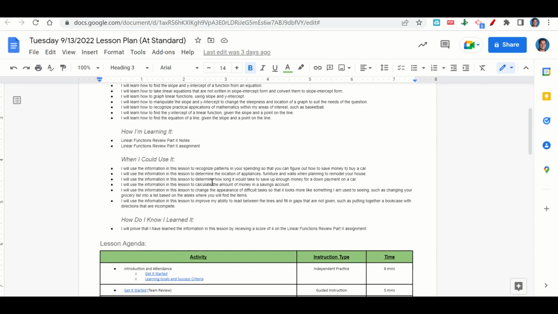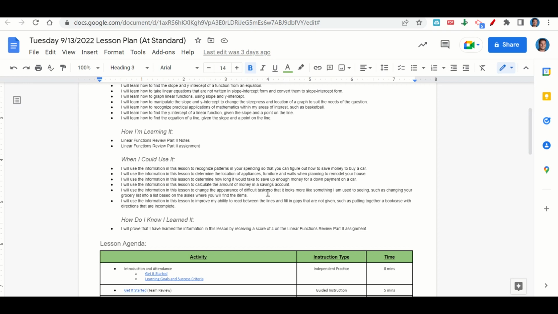When can we use this information? To recognize patterns in your spending so that you can figure out how to save up to buy a car. To determine the location of appliances, furniture, and walls when planning to remodel your house. To determine how long it would take to save up enough money for a down payment on a car. To calculate the amount of money in a savings account.